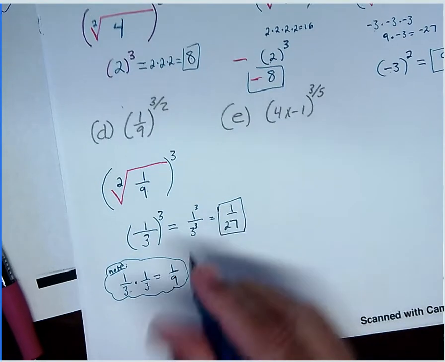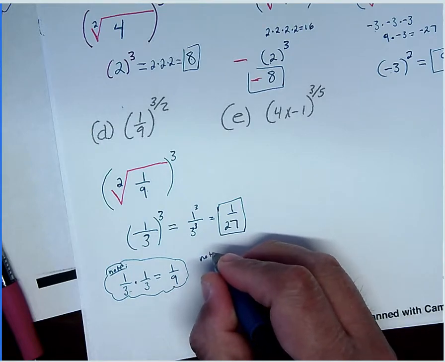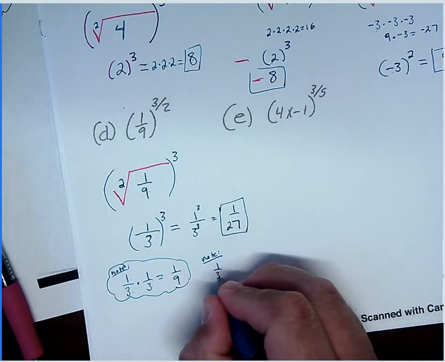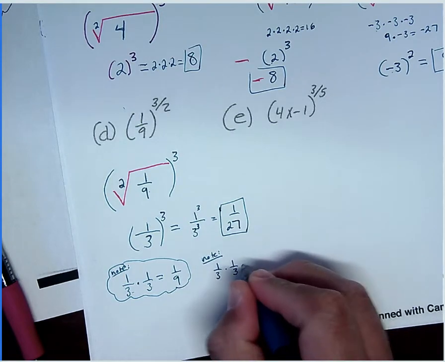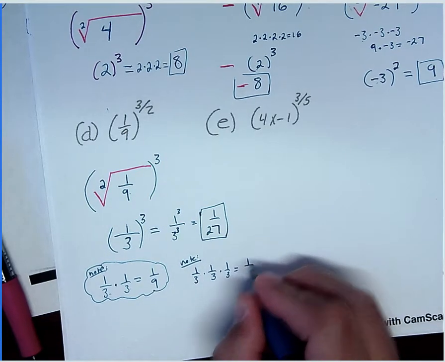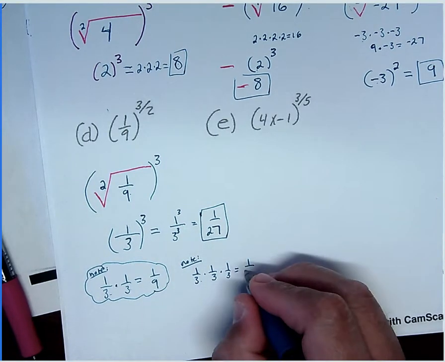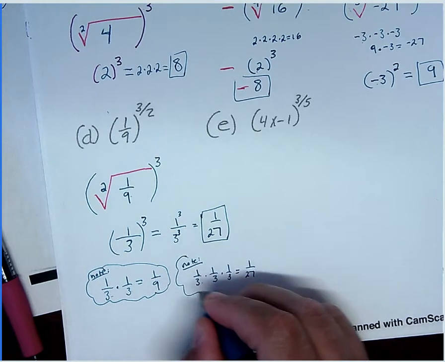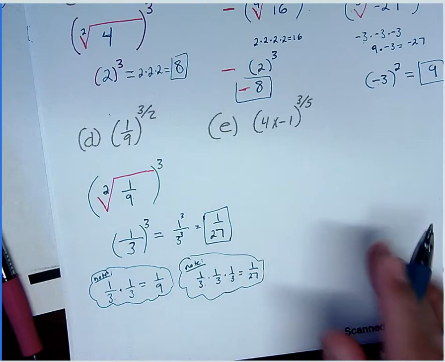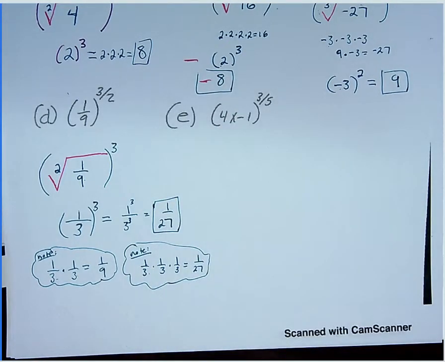Or the other way, let me do the note here. The other way to think is you're multiplying the base 3 times, so you have 1/3 times 1/3 times 1/3. So 1 times 1 times 1 gives you 1. 3 times 3, 9 times 3, 27. So that's another way to think about it. That's the answer.